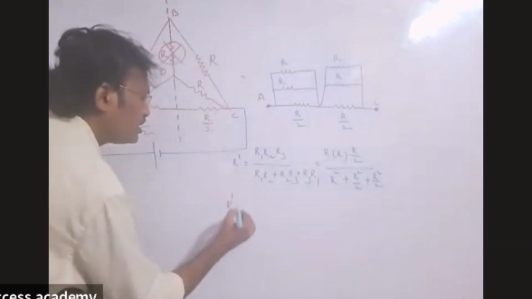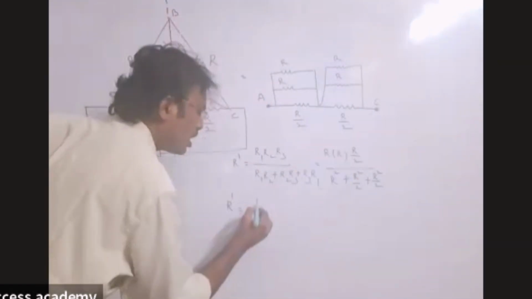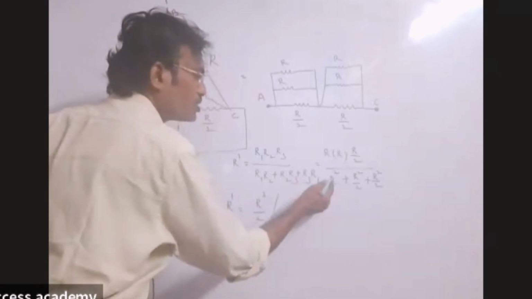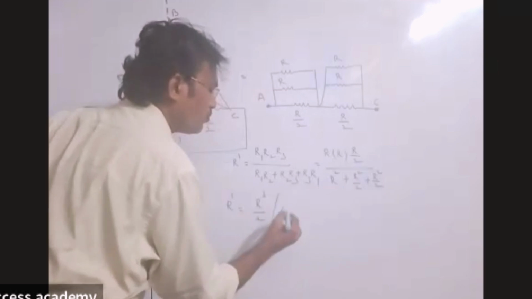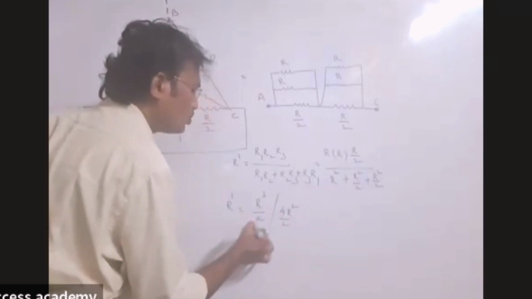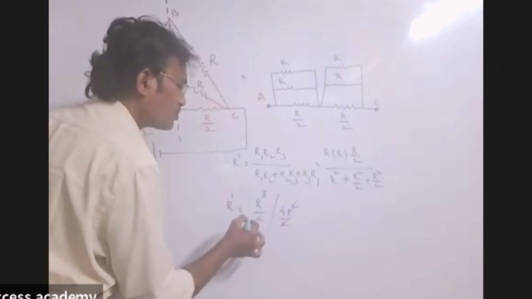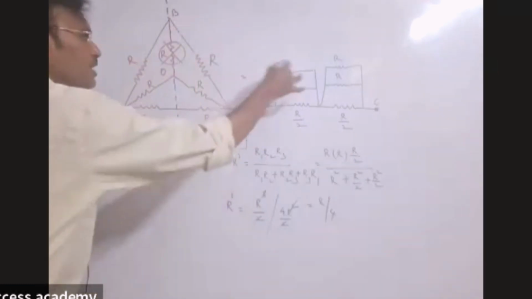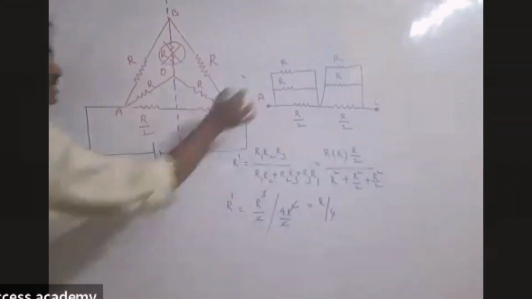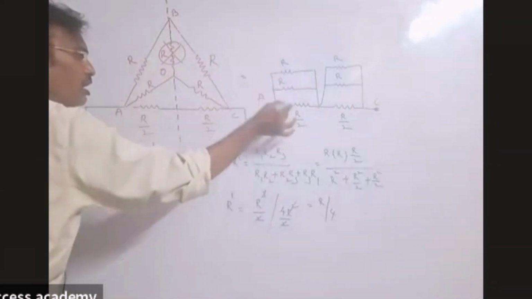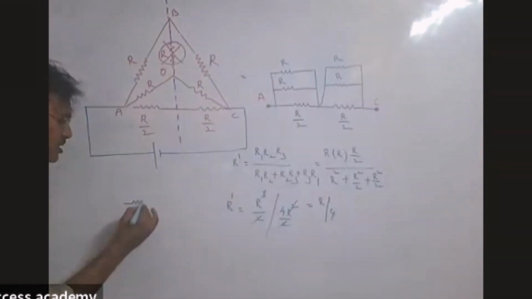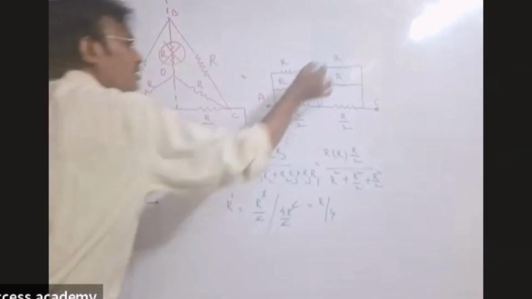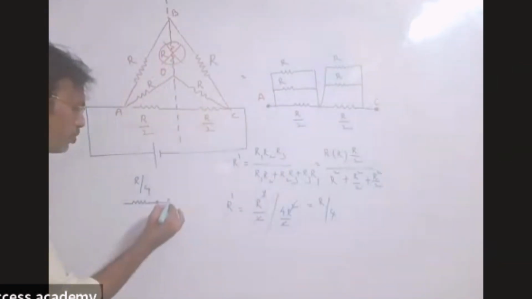Now R dash is equal to R into R cube by 2, whole divided by, LCM is 2, here 2R square plus R square plus R square, 4R square by 2. 2 gets cancelled, R square gets cancelled, only R remains, that is R by 4. If you calculate this part, that is R by 4. Now I am replacing these three resistors with only one resistor. The value is R by 4. And again these three also are the same, R by 4.